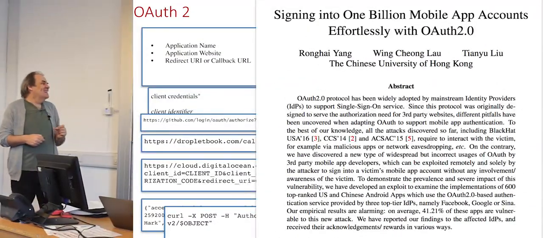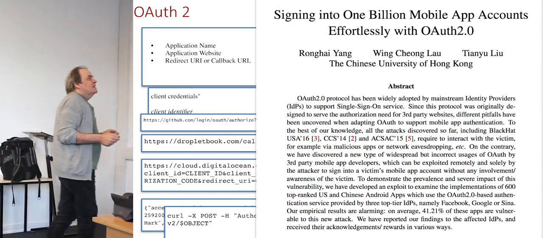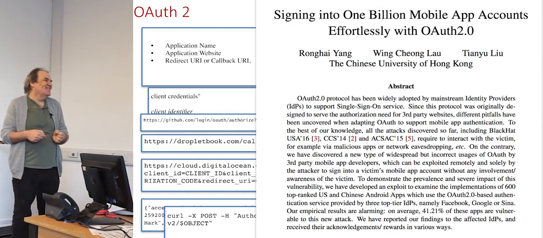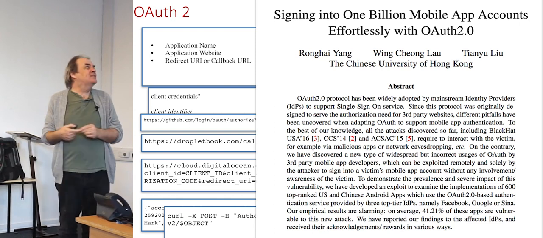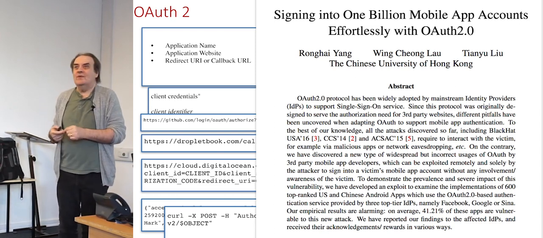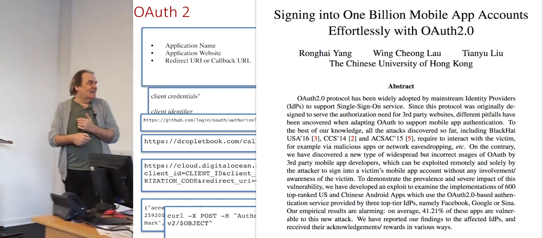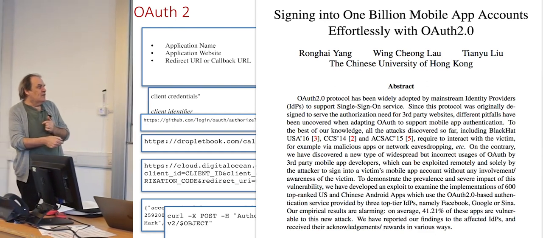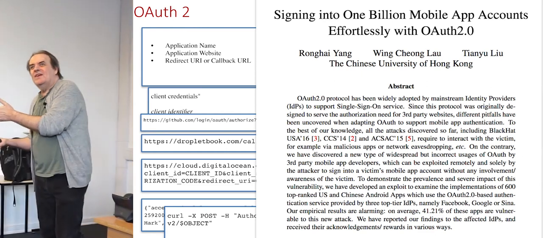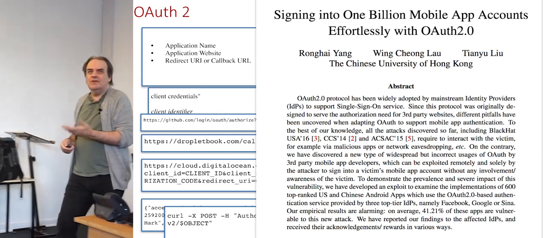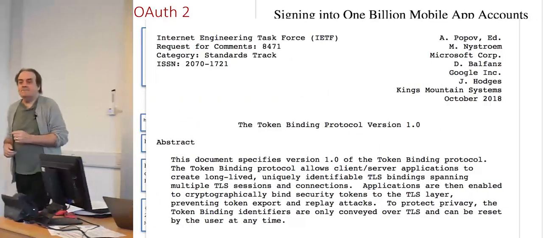And then this paper came out. Everybody knew about it in the industry. I knew the problem. So this paper was published, "Signing into 1 billion apps effortlessly with OAuth 2." It was that easy, and they identified the problem. 41% of these apps were open to abuse from an OAuth playback attack. It's a horrible, horrible thing.